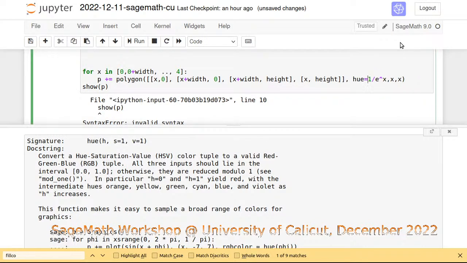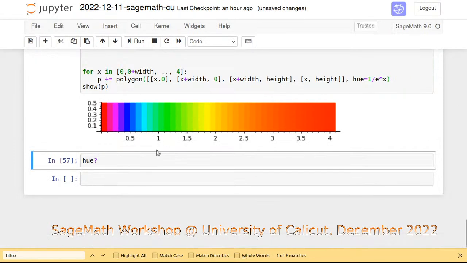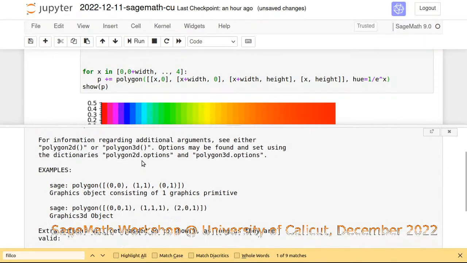No, even that is not working. So, hue is just a number for the stage thing. Hue is just a number here. But how is it controlled and what is the range? That's what I'm wondering. So polygon, let us try to see. Polygon, what are the options available here?